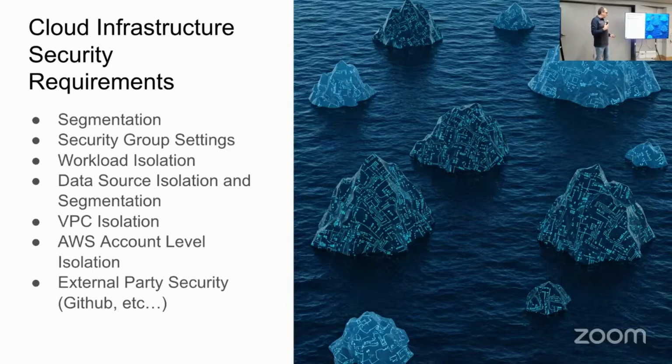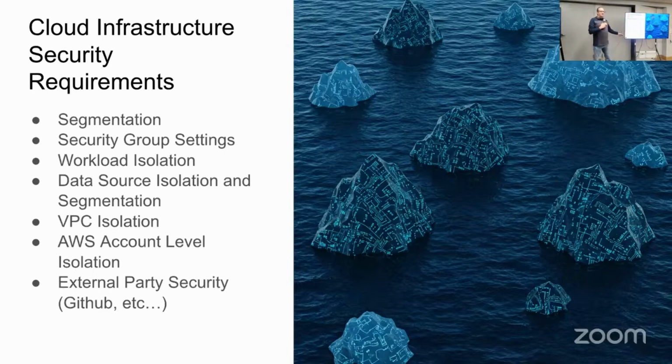AWS account level isolation. Some of my customers are like, no, Dremio, you have your own AWS account. You're going to connect to my data sources from there. I don't want you anywhere near any of my stuff. Some of them are like, yeah, sure, right next to the data source, depending on their risk appetite, your risk appetite.